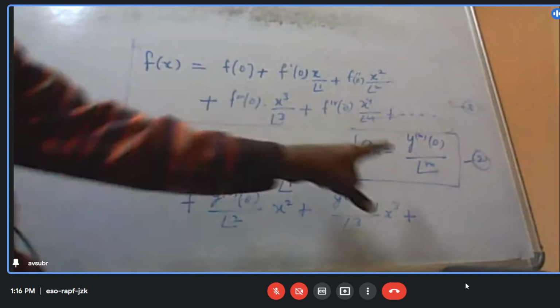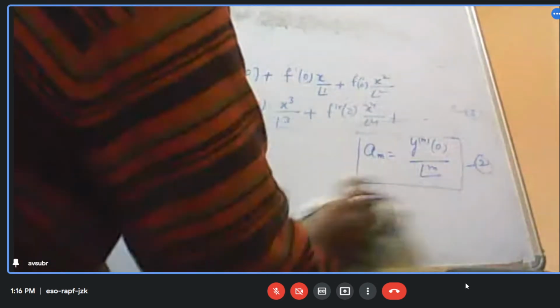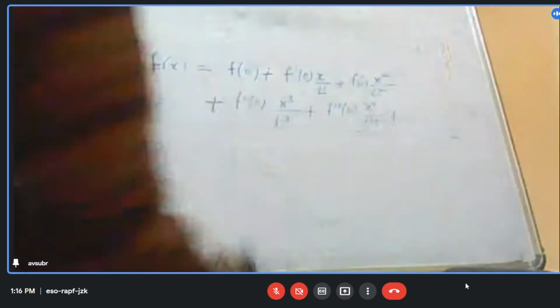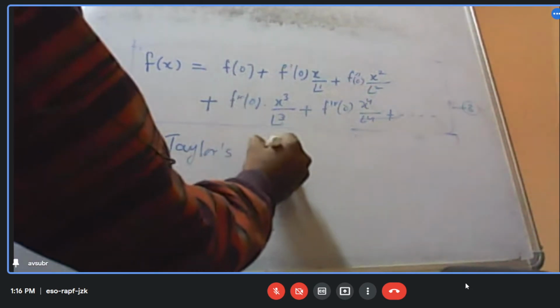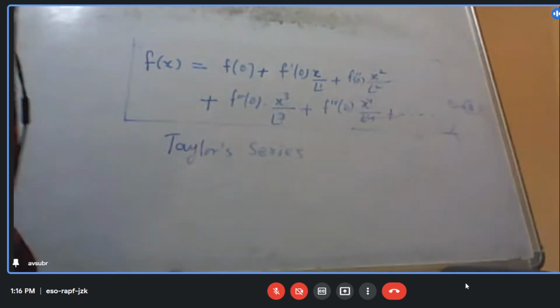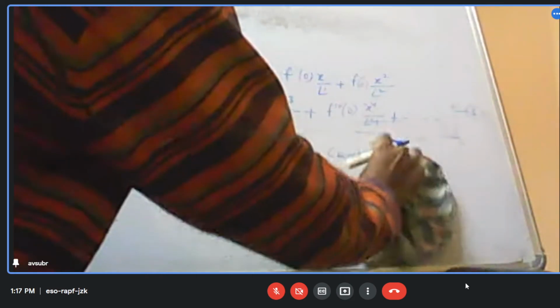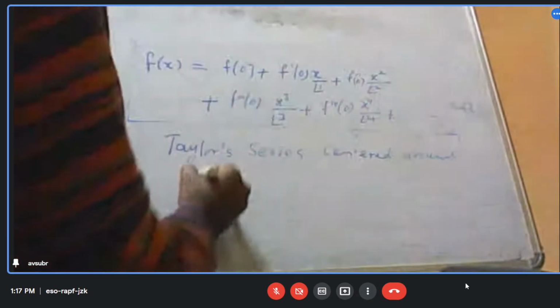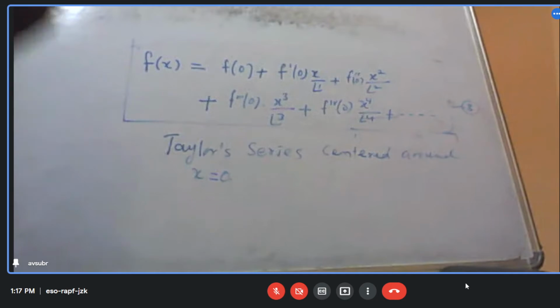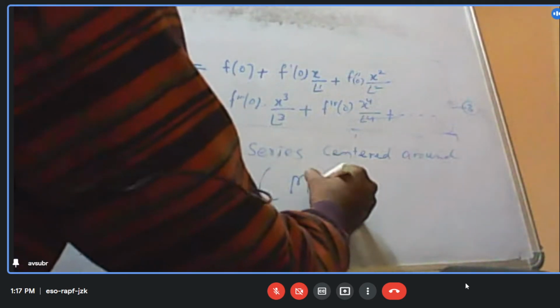And this is known as the Taylor series centered around x equal to 0. This is known as the Taylor series centered around x equal to 0. It is often known as the Maclaurin series.